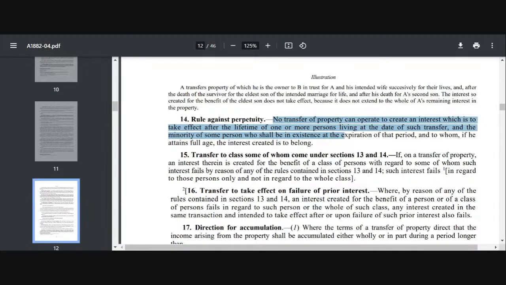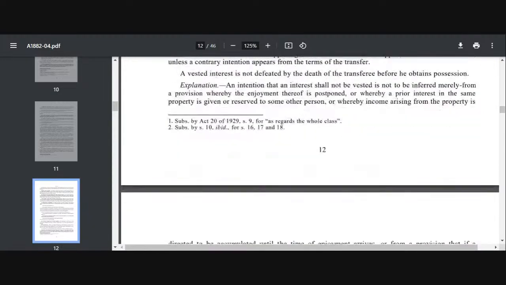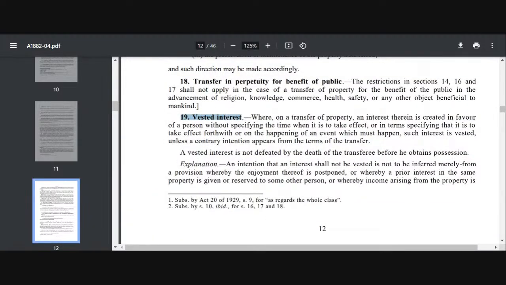18 also I'm skipping. I'm coming directly to section 19, which is important. तो 13, 14 के बाद आप देखो वेस्टेड इंटरेस्ट एंड कंटिंजेंट इंटरेस्ट काफी इंपॉर्टेंट है. वेस्टेड इंटरेस्ट एंड कंटिंजेंट इंटरेस्ट इन सेक्शन 19 एंड सेक्शन 21. वेस्टेड इंटरेस्ट एंड contingent interest.